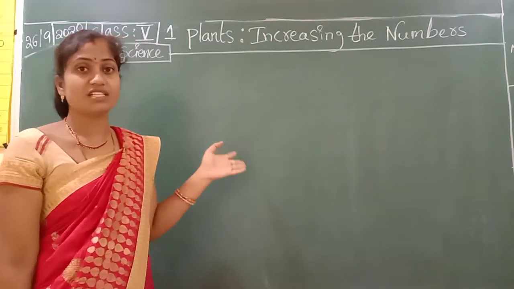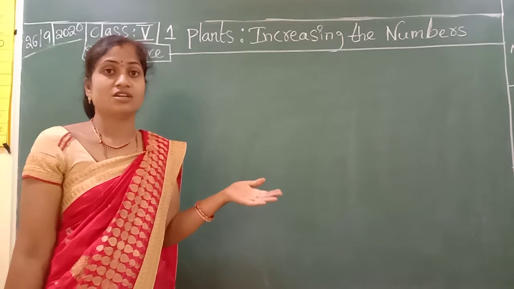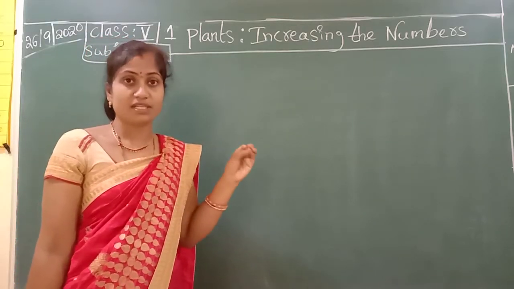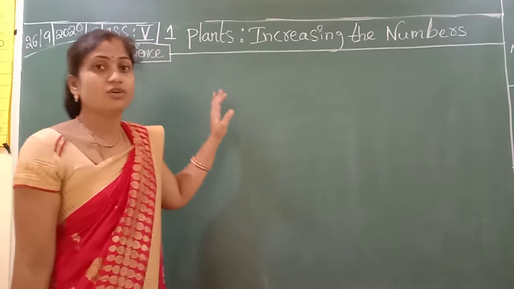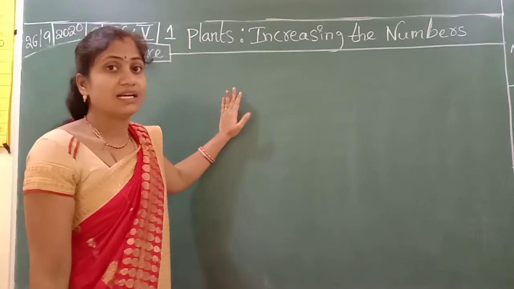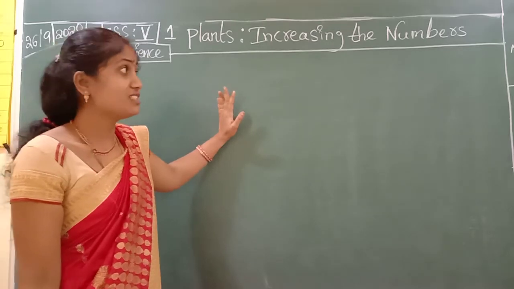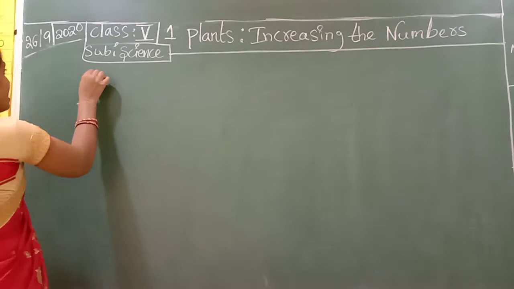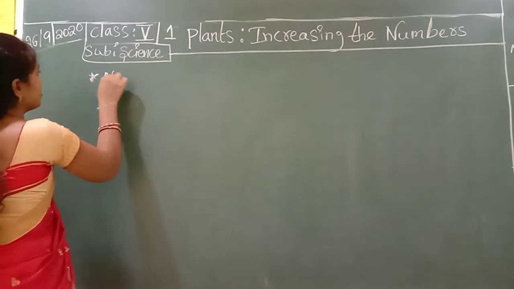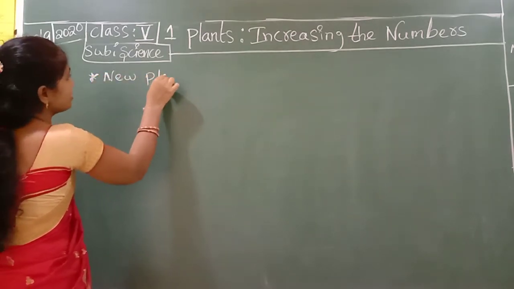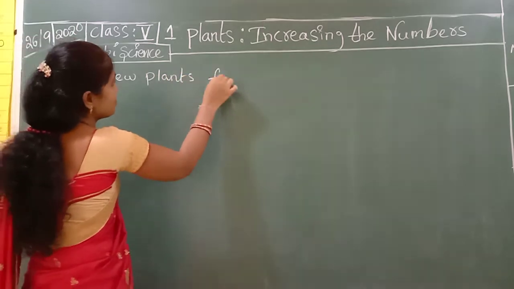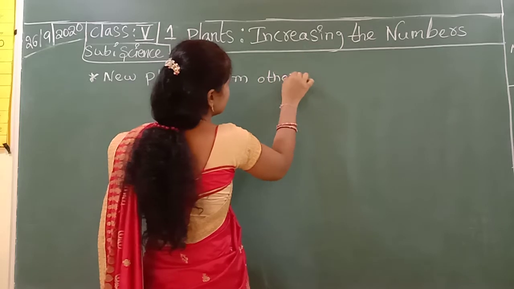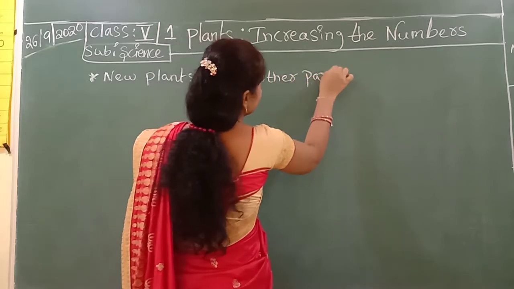Yesterday we discussed germination and dispersal by agents. So two or three topics we have completed. Today we are discussing a new topic. What is that? New plants from other parts of a plant.